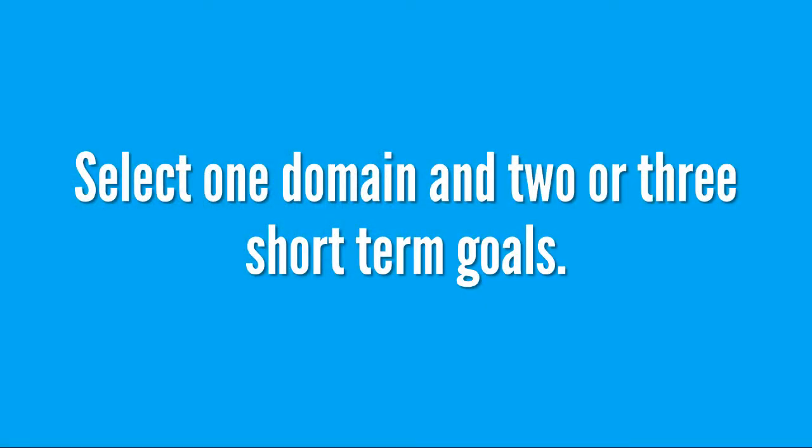So I invite you now to read through what you've written on the values window and select just one domain of your life. Okay? Love or work or play or health. Just one domain. And then select no more than 2 or 3 short-term goals. Once you've made some progress with these goals, then you can choose some others to work on, either from the same life domain or from a different one.